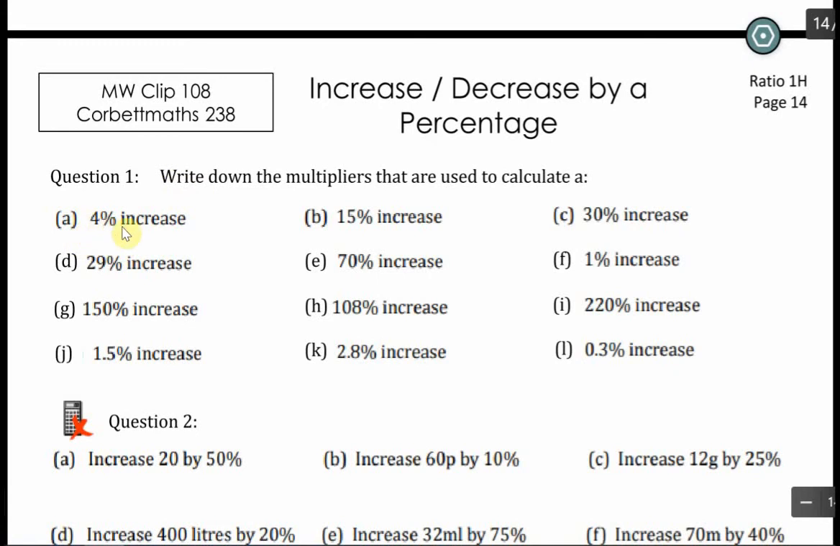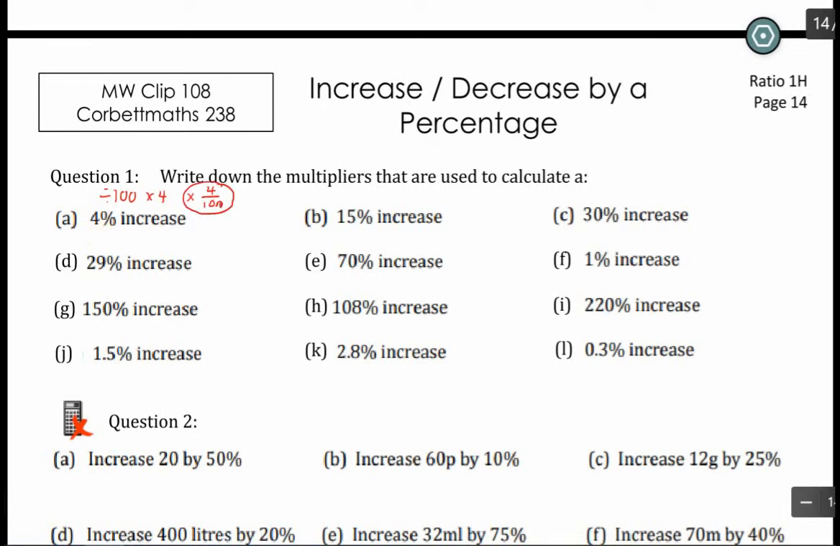So to calculate a 4% increase, hopefully you know that if we are finding 4% of something, we could divide the number by 100 and then times by 4. Dividing by 100 would give us 1%, and then timesing that by 4 would give us 4%. Now when we combine those steps into one, dividing by 100 and then timesing by 4, what you've really done there is you've timesed by 4 hundredths.